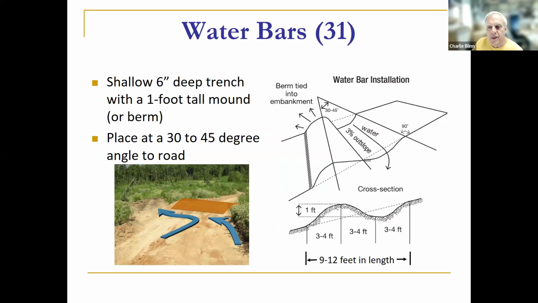Water bars are, I think, one of the more frequently used options on closed roads, but you build a shallow 6-inch trench upslope, and then use that soil from the trench and mound it up to about 1 foot high, placed at a 30 to 45 degree angle from horizontal on the road. So the spacing on that might be up to 12 feet in length. We've got our cut here, our fill is here, and then we move on. So we can see in the image that we've combined our water bar with a leadoff ditch that heads off to the left.